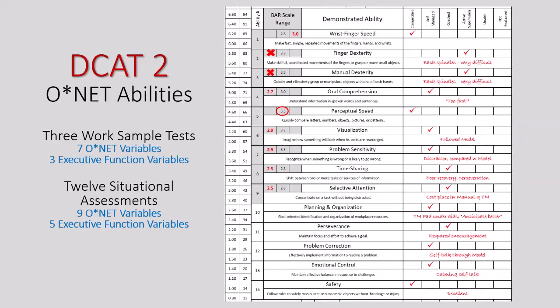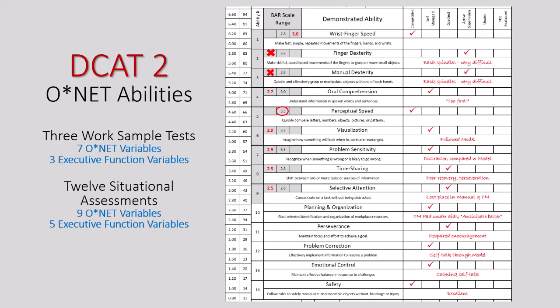In Joanna's case, Susan rated her above the mid-range for wrist finger speed, but she was unable to complete tasks requiring finger dexterity and manual dexterity on her own. She required assistance from Susan. Joanna's oral comprehension was rated by Susan at 2.7, 1 step below the median. Joanna complained that the instructions and telephone messages came too fast.